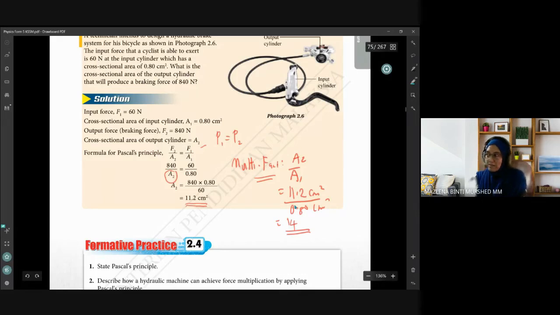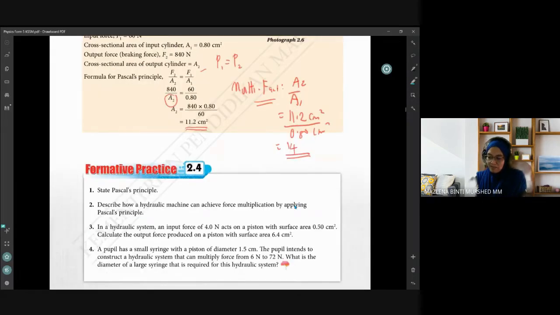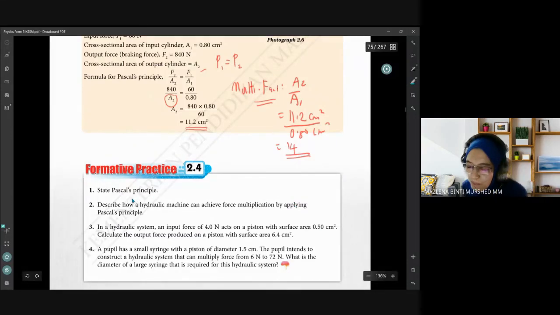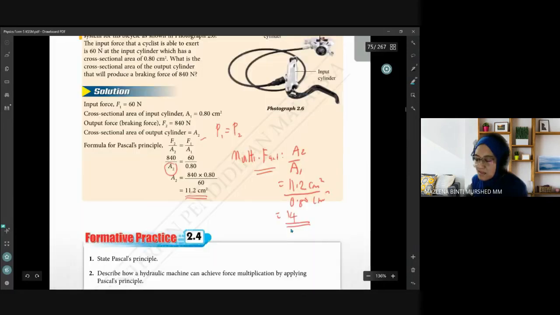So habis dah Pascal Principle. So lepas ni bolehlah jawab soalan. Formative Practice 2.4. State Pascal Principle. Describe how hydraulic machine can achieve force multiplication. Ni korang boleh describe macam apa teacher sebut tadi. And calculate for number 3 and number 4. Diameter, calculate the output force. Ni simple je lah. Senang je.